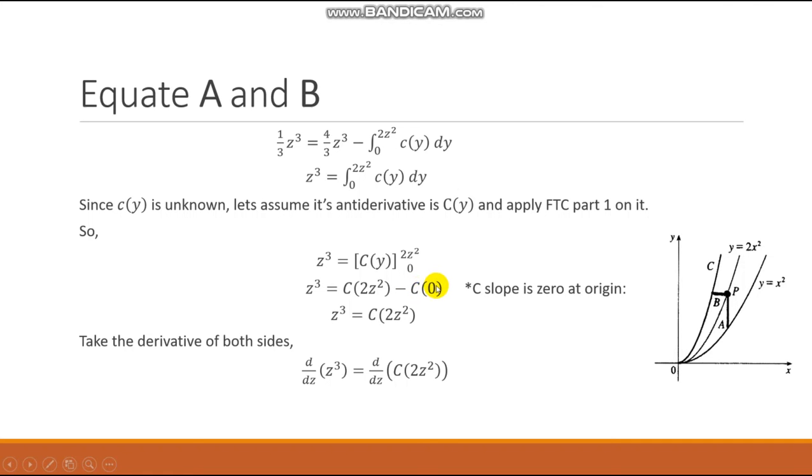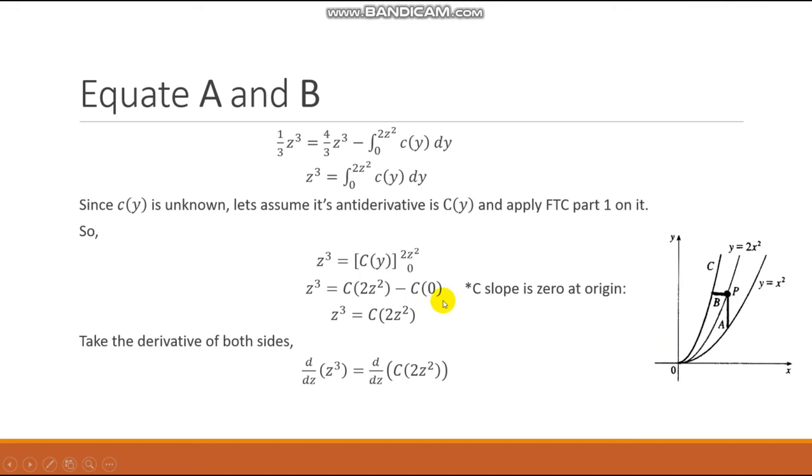Now, just a side note really quickly, since c has a point at the origin, when you take a quadratic function and you take the antiderivative of that, you get a cubic function, and any quadratic that has a point at the origin, when it becomes a cubic, will still have a point at the origin. So the antiderivative will still have a point at the origin. So capital C of 0 will just be 0.